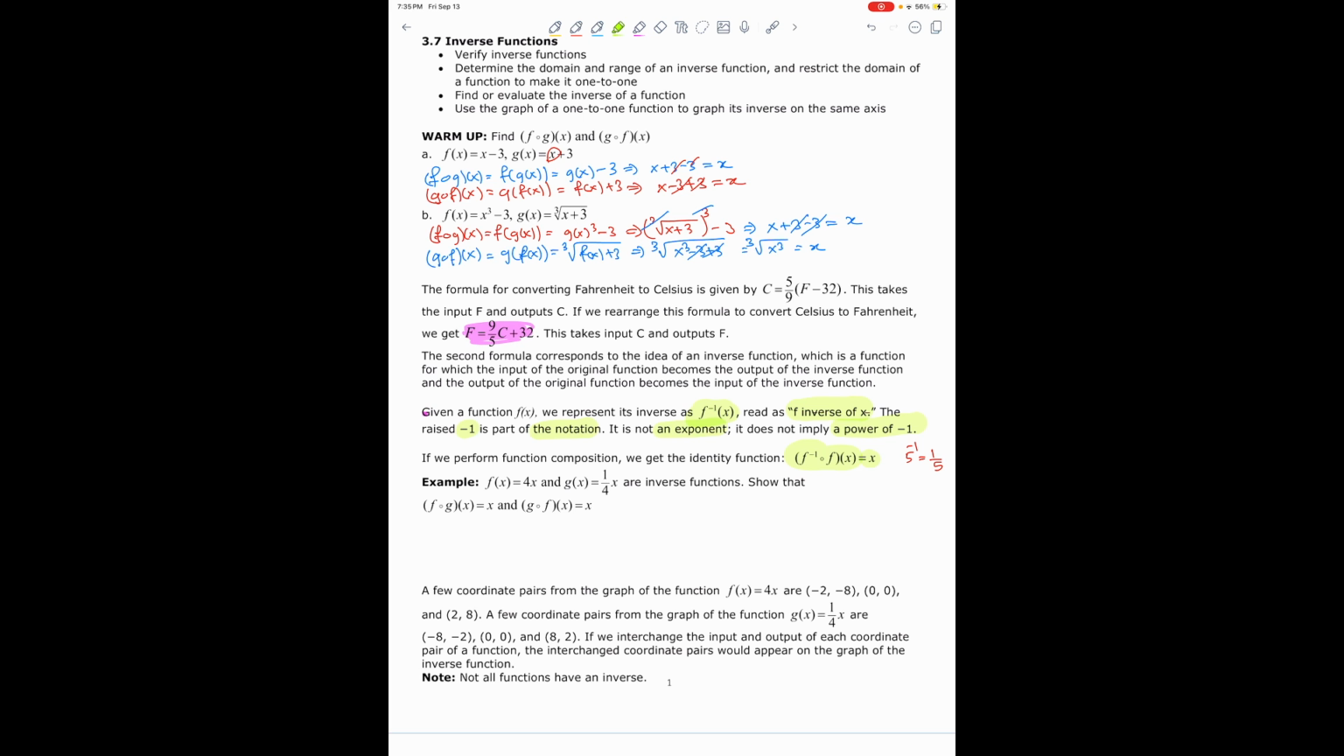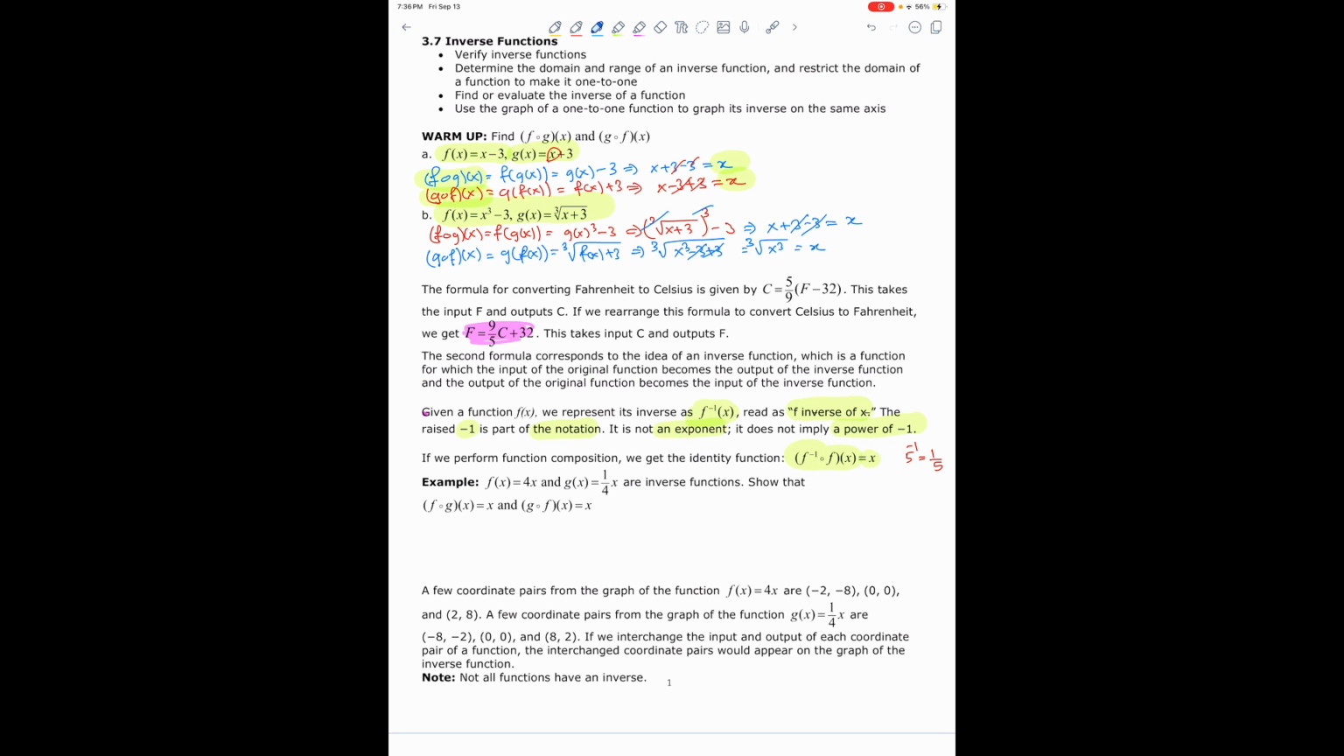So we have to do it both ways and prove that both ways the result is equal to x. So I can safely say that the function f of x and g of x in example A are inverse of one another because f of g of x and g of f of x are both equal to x. Same with example number B.